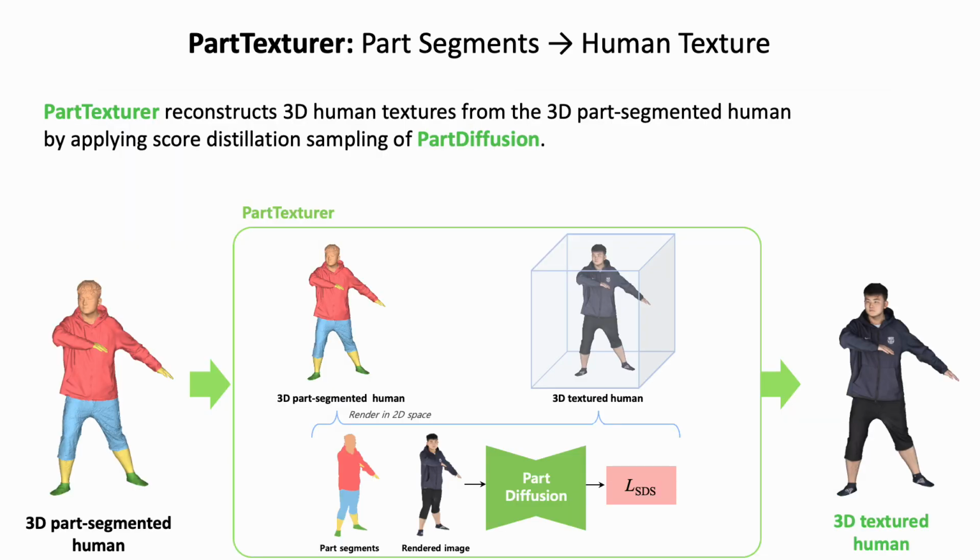Next, the Part Texturer module reconstructs 3D human textures from the 3D part segmented human. To infer the human appearance of the invisible regions, we apply the score distillation sampling strategy, based on our proposed part diffusion model.